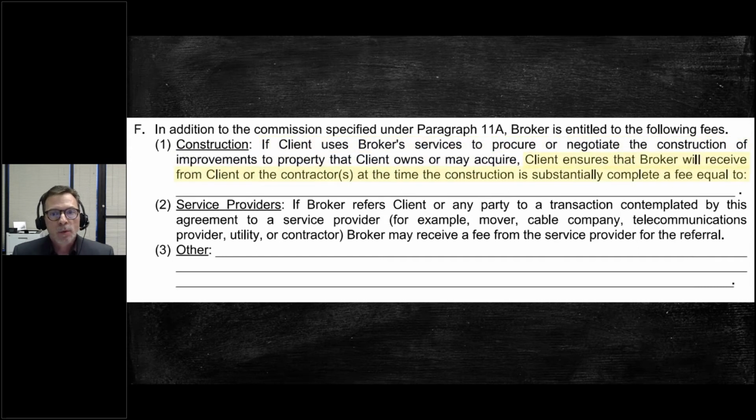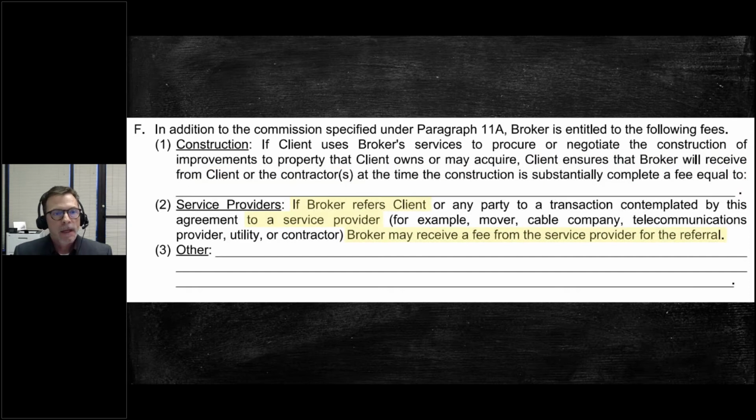Then client ensures that broker will receive from client or the contractors at the time that the construction is substantially complete, a fee equal to. And then you fill in whatever it is you have agreed with your buyer. Personally, I have never seen anything written in this line, but the provision is in there. So if you are negotiating on behalf of your buyer for construction services, the construction of improvements, you can negotiate in an additional fee.